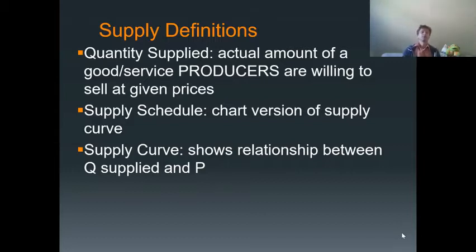If you're looking for a quick and easy definition of what supply is, it's the relationship between the price of a product that it sells for and the quantity that producers are willing to supply. This has a quantity supplied just like demand had quantity demanded. This is whatever specific quantity they're willing to supply at whatever price. It's movement along the curve. The supply schedule is just the chart version of the supply curve, giving the x and y coordinates, the prices and quantities, of each of the spots along the curve.